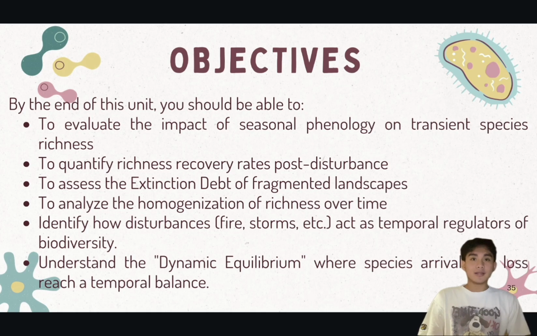For our learning objectives, by the end of this unit, you should be able to evaluate the impact of seasonal phenology on transient species richness, to quantify richness recovery rates post-disturbance, to assess the extinction depth of fragmented landscape, to analyze the homogenization of richness over time, identify how disturbance like fire, storm, and etc. act as temporal regulators of biodiversity, and understand the dynamic equilibrium where species arrival and loss reach temporal balance.